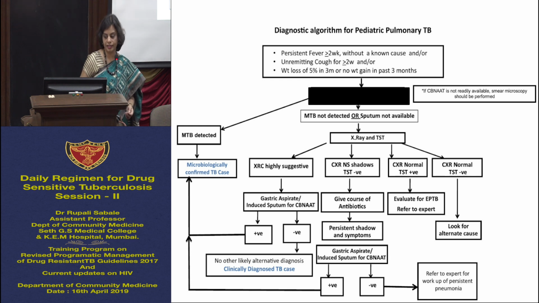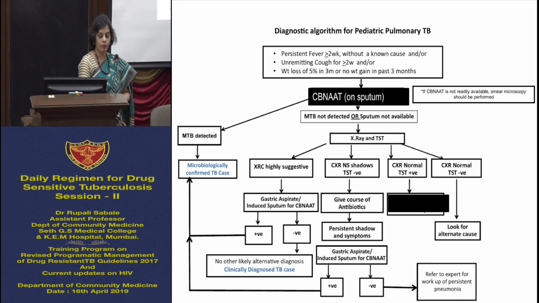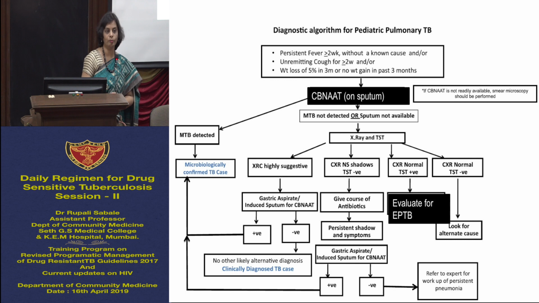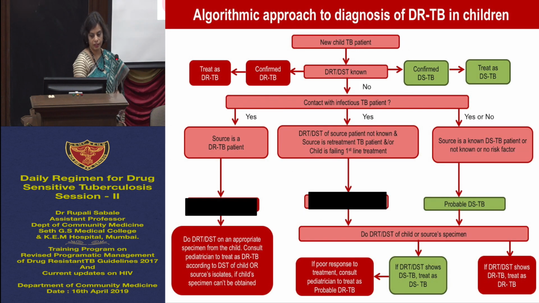CBNAAT is called as Xpert. Now after doing CBNAAT and then doing X-ray and TST, if chest X-ray is normal but TST is showing a positive test, then evaluate for extrapulmonary tuberculosis. Okay.